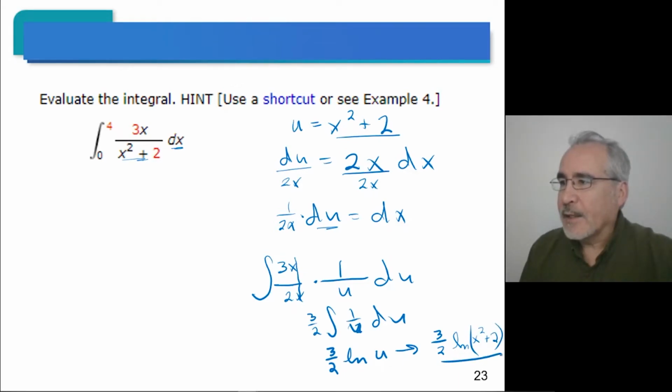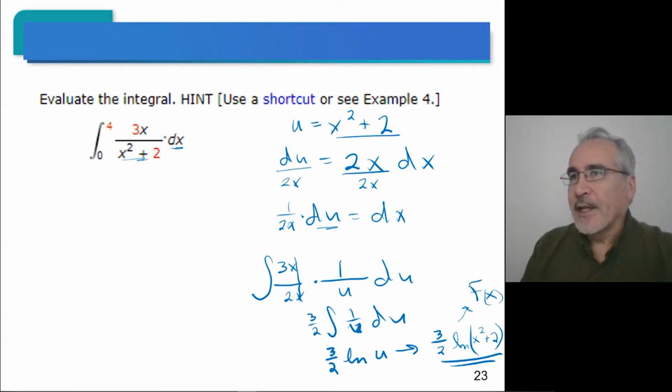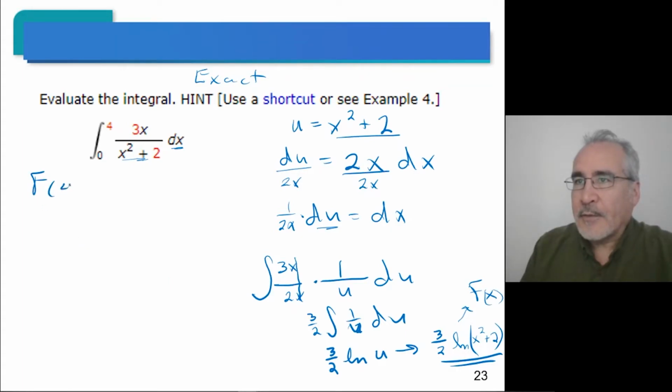Okay, that is our big F function. This is our little f. Again, we could have graphed this and gone from 0, used our tool, but it would have given us an approximate answer. We need to get an exact answer. So we take our function, big F at 4 minus big F at 0.